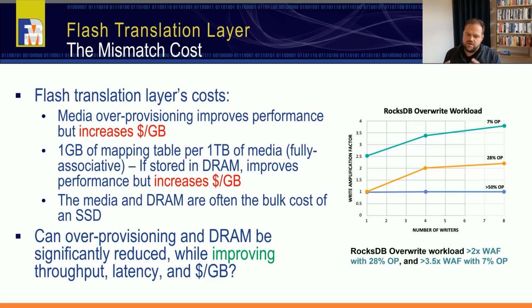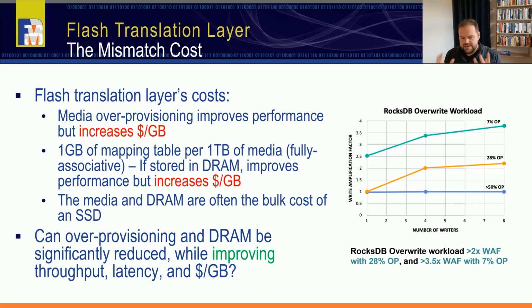The other thing is you have a mapping table that you manage, the logical block to physical media mapping table. And it usually uses 1 gigabyte per 1 terabyte of media. Typically for enterprise SSDs, this is stored in DRAM to get the best performance. So it improves the performance, but it also increases the dollars per gigabyte. And it is such that the media and DRAM are often the bulk cost of an SSD.